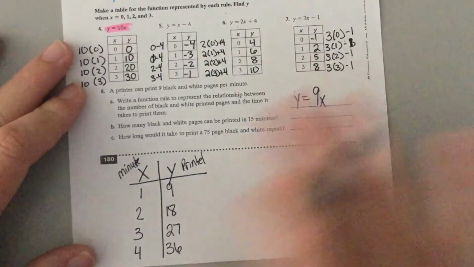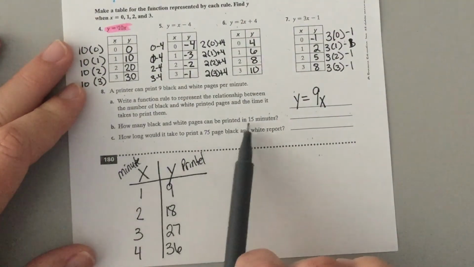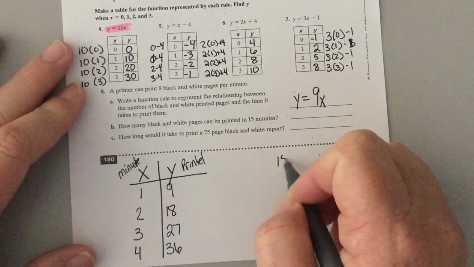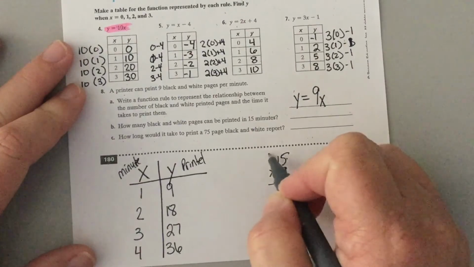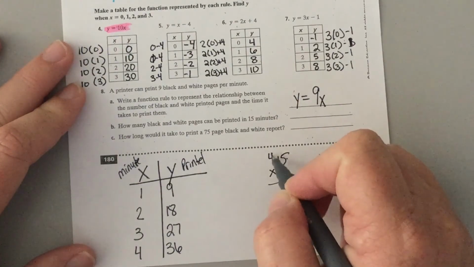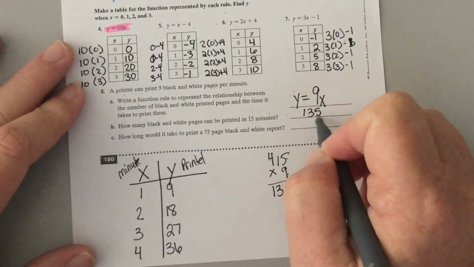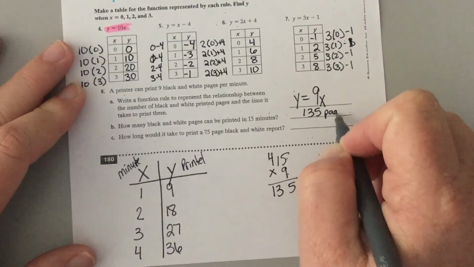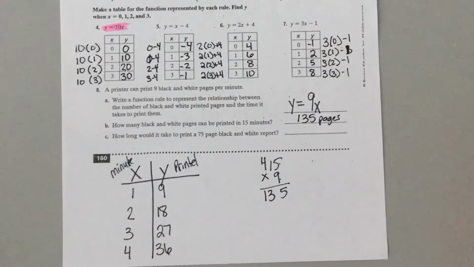Now, knowing this, I can find out any of them. How many black and white pages can be printed in 15 minutes? So I'm going to do 15 times 9. So 9, 10, 11, 12, 13. So you get 135 pages. With me on that? Yes, no?